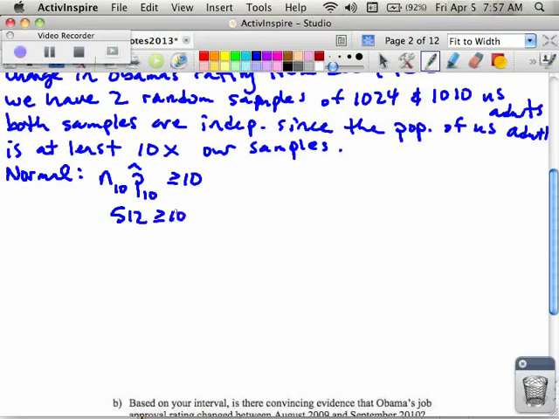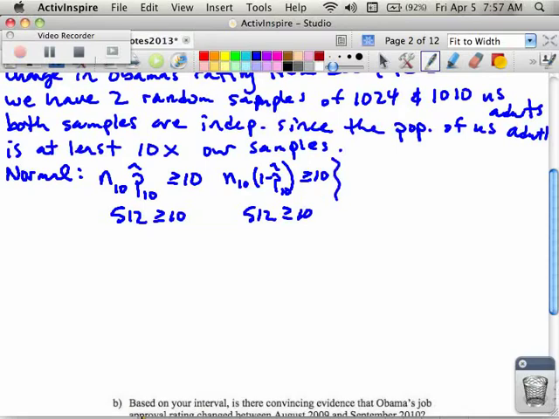I'm leaving out some of the parentheses stuff. I figure you can go back and look at the 2 numbers being multiplied. We also know that n10 times 1 minus p10 hat, we have to check for that being greater than or equal to 10. That number should come out to also 512, because remember it was a 50% approval rate. That's greater than or equal to 10.